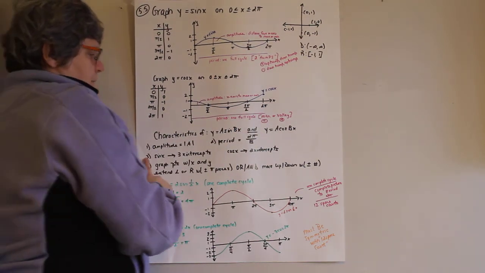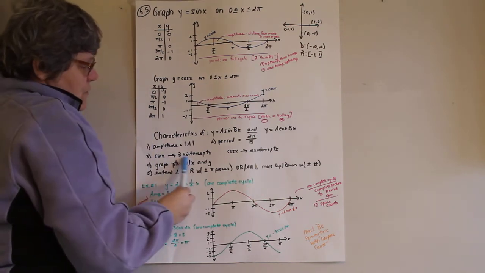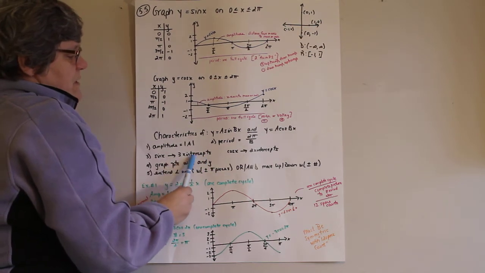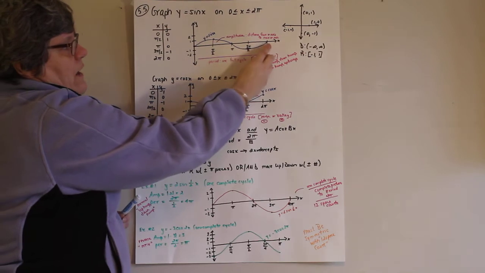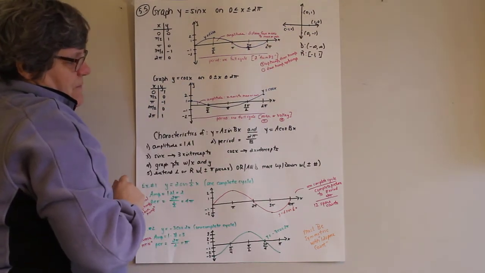Third piece component is our x-intercepts. Now recall, x-intercepts are the pieces where they touch the x-axis. So sine has 3 x-intercepts. The first one, the middle one, and the end one. So sine will always have 3 x-intercepts.